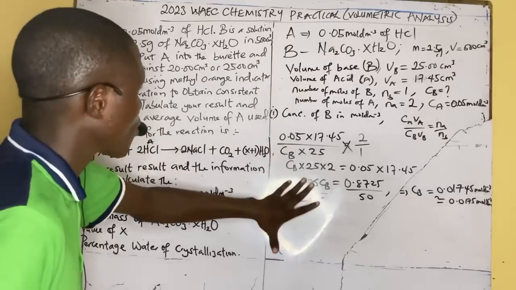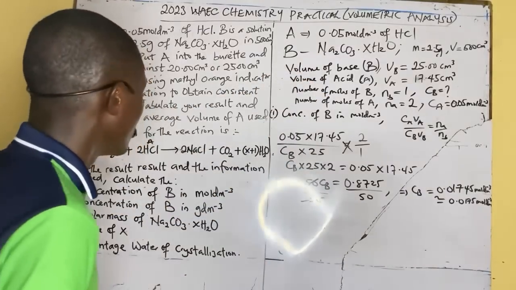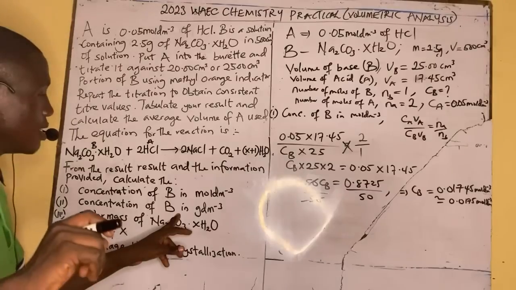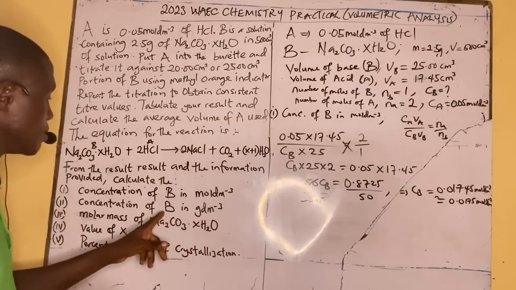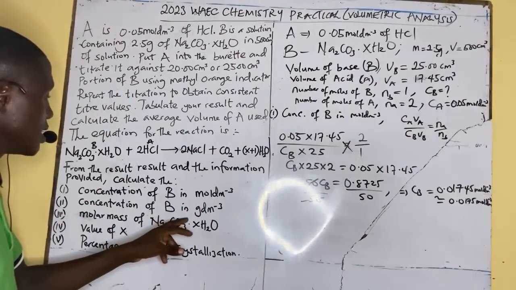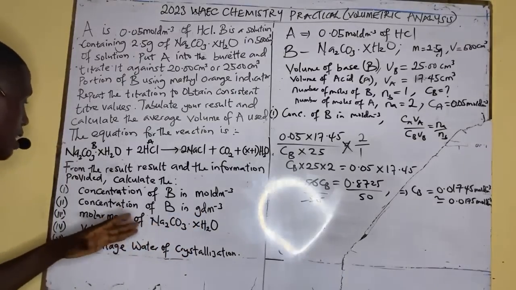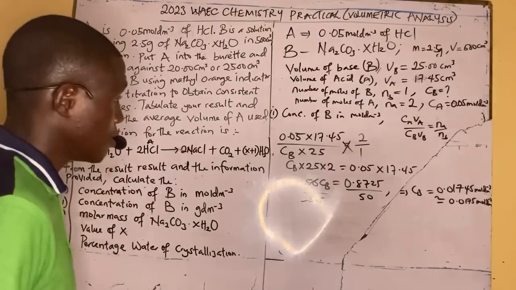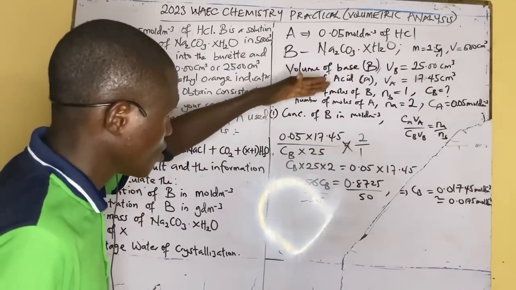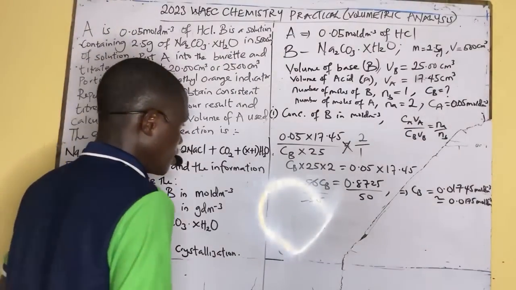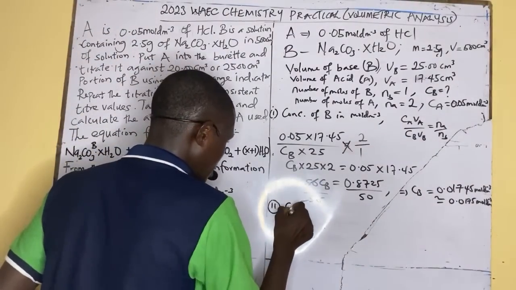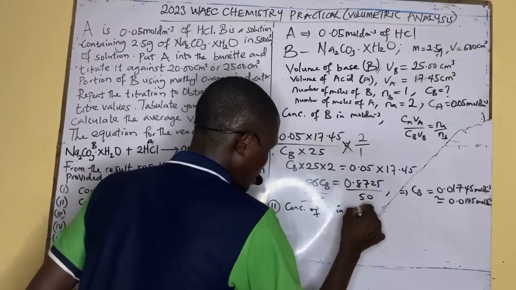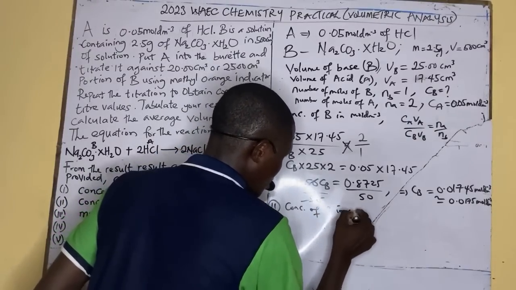So we've gotten our concentration of B in mole per dm cube. The next thing is to get the concentration of B in gram per dm cube. It can be this first and then this second, so it depends on the arrangement that you want to use. The concentration of B in mole per dm cube is this. Then the concentration of B in gram per dm cube.